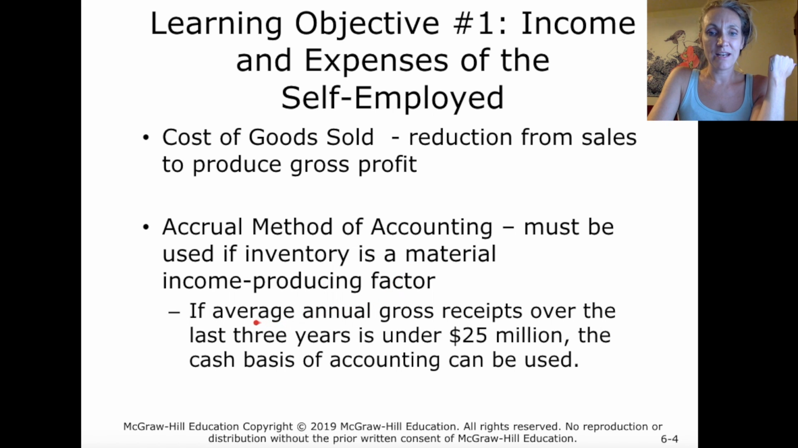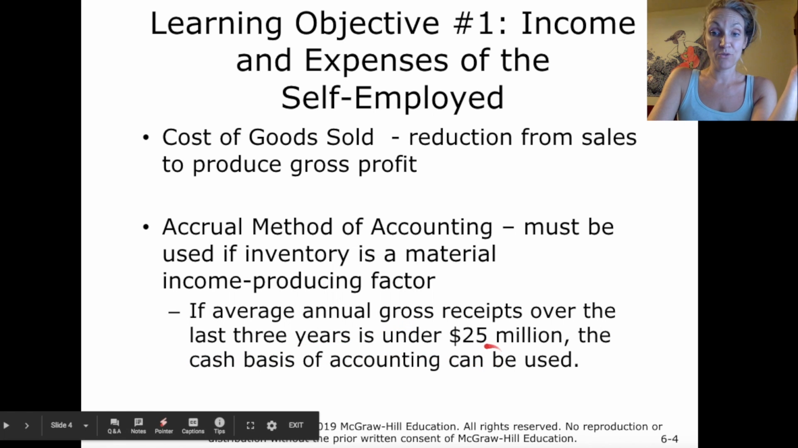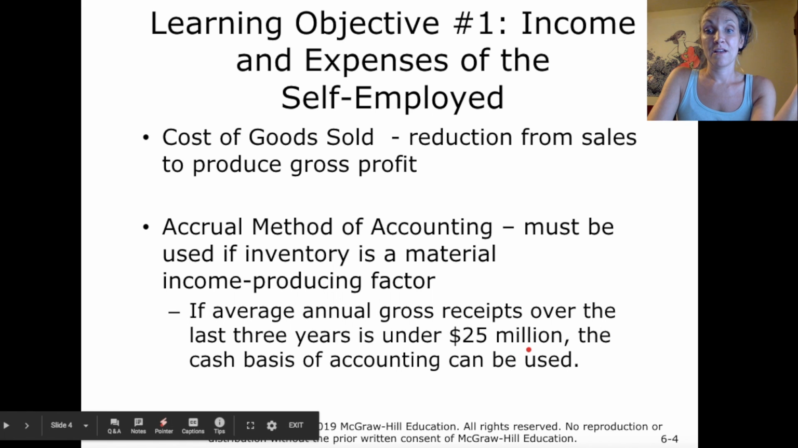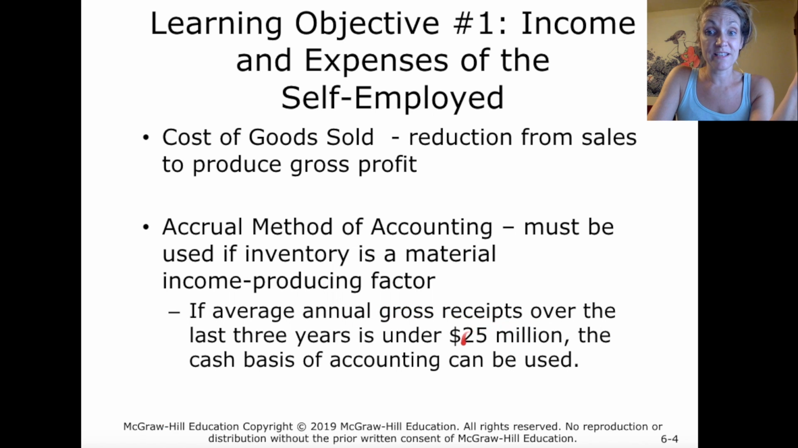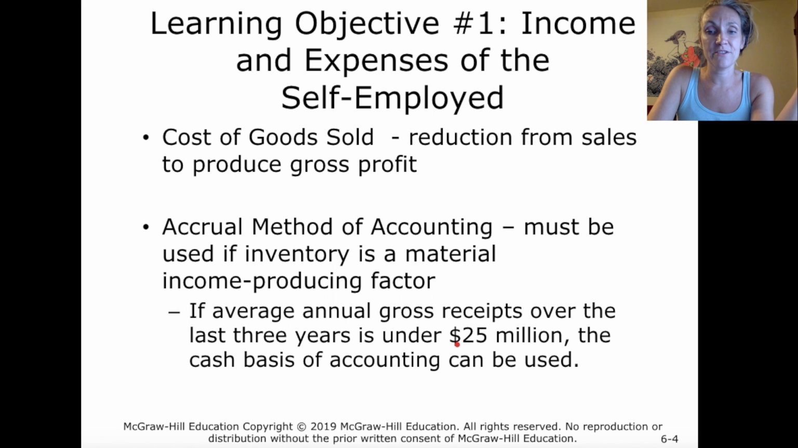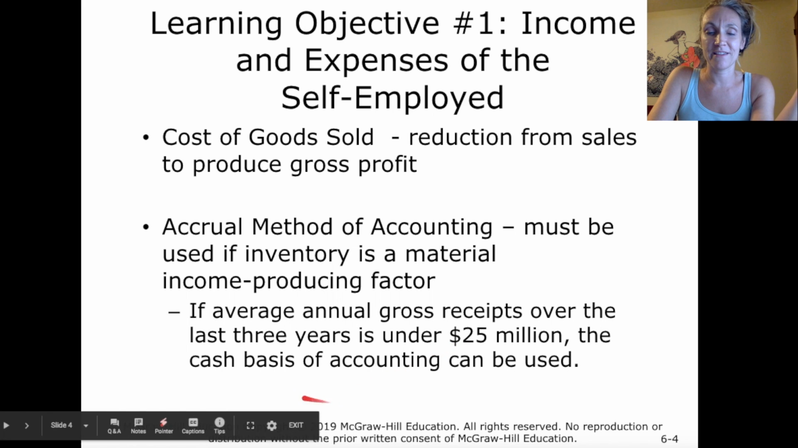However, then we have an exception. If average annual gross receipts, so you add up gross sales for the last 3 years, is under 25 million, then they can use the cash basis. But I'll be honest, if someone has average annual gross receipts, so they could be up to 75 million for 3 years, you want to use accrual. You don't want to use cash method.